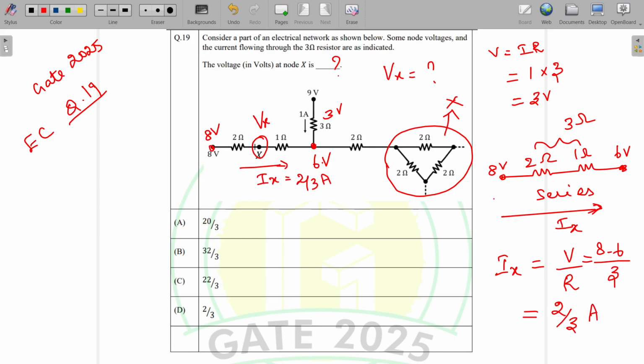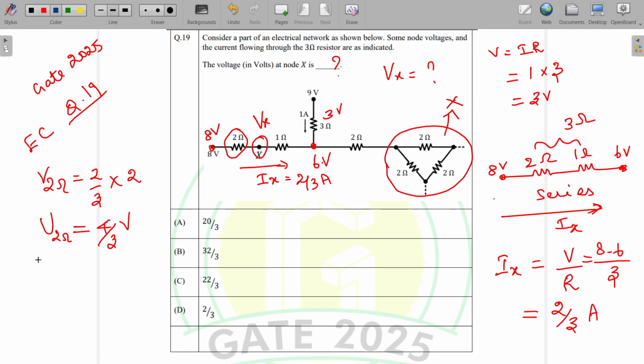So what is actually needed? Vx is required, right? So how much voltage drop will occur across this 2 ohm resistance? The voltage drop across this 2 ohm resistance can be calculated as V equal to IR. I is 2 by 3 amps multiplied by resistance 2. So it is equal to 4 by 3 volts.